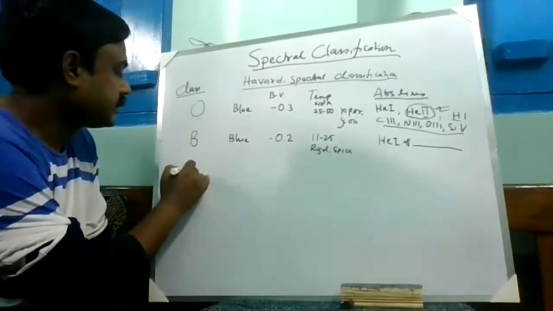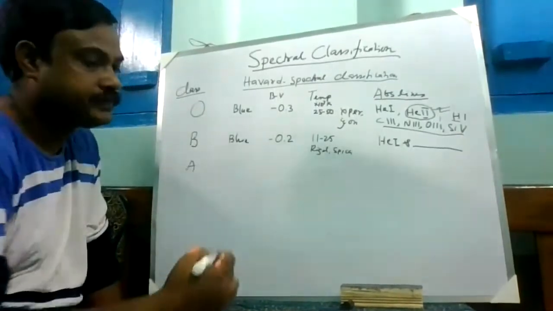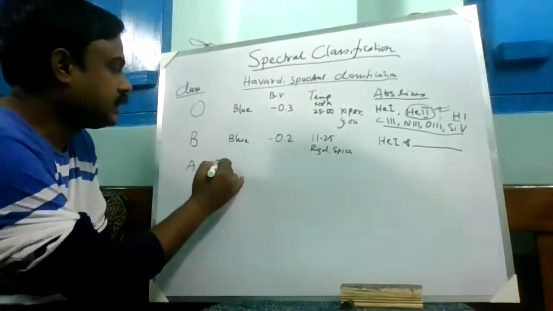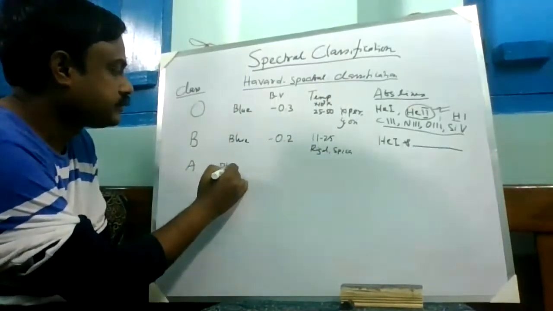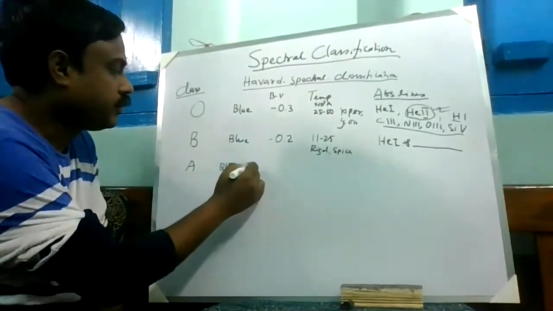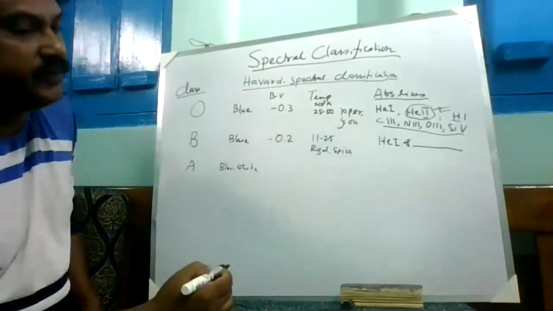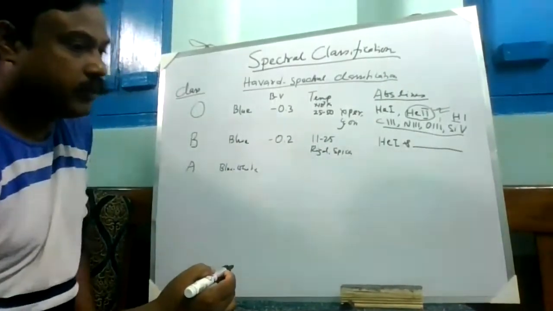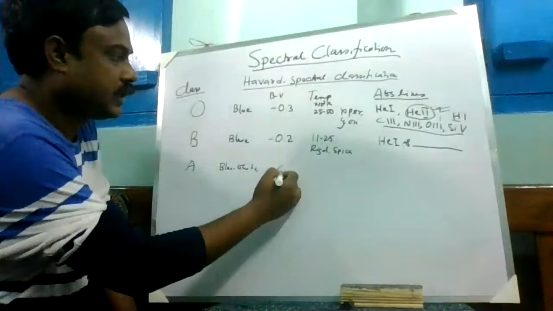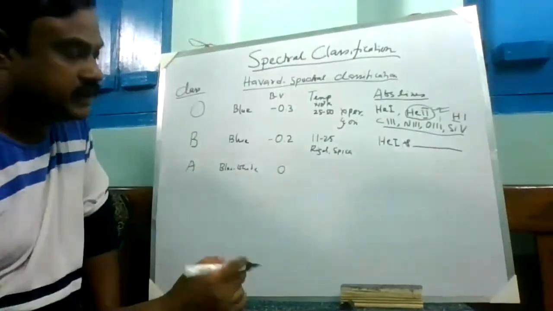The next class is A. Its color is blue-white. Its B-V index is 0.0. That means the color index is 0.